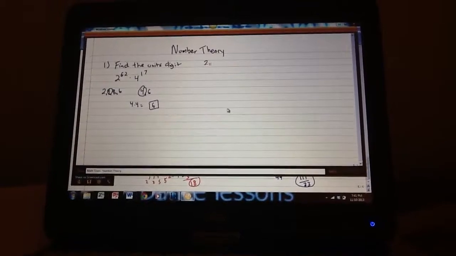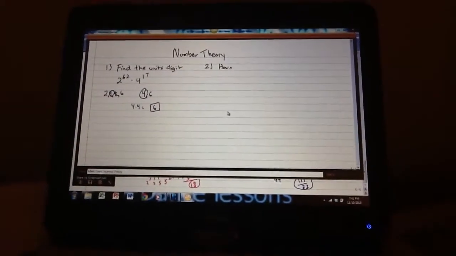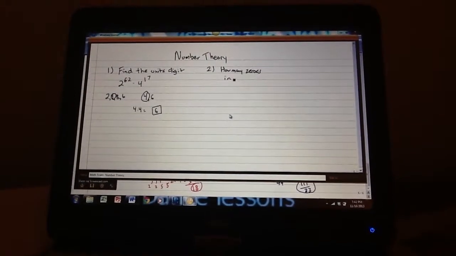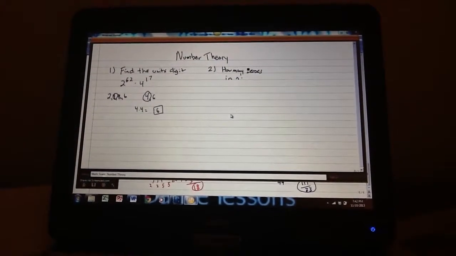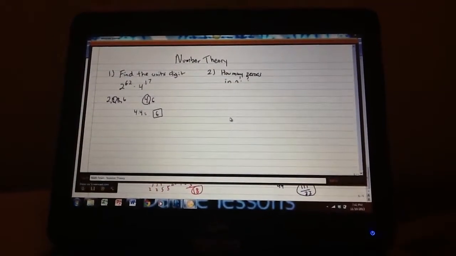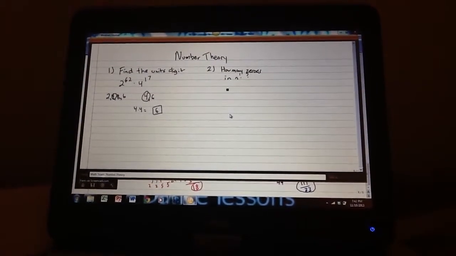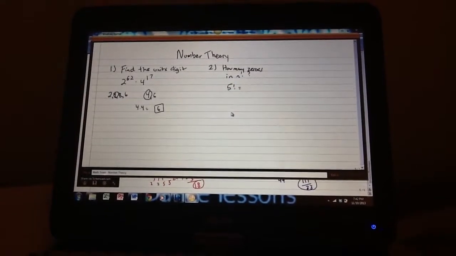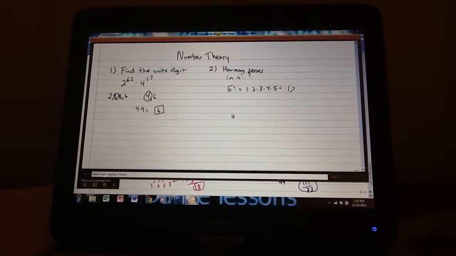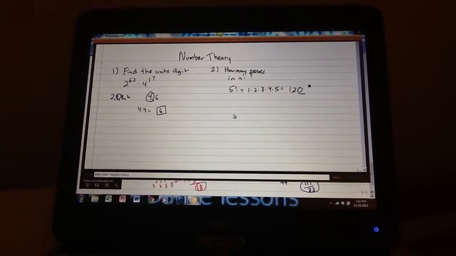The second question is, how many zeros in n factorial? Well, this question seems, again, like a difficult question, but it's really not. If you think about the number 5 factorial, it's 1 times 2 times 3 times 4 times 5. The answer is 120. It has 1 zero.